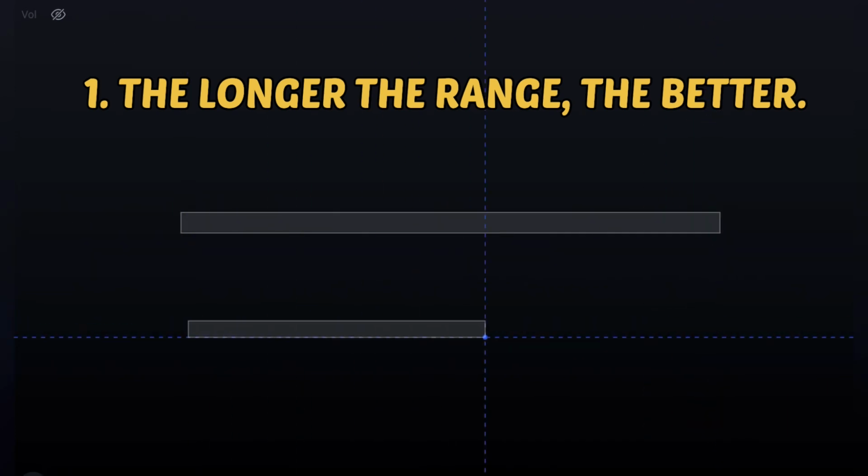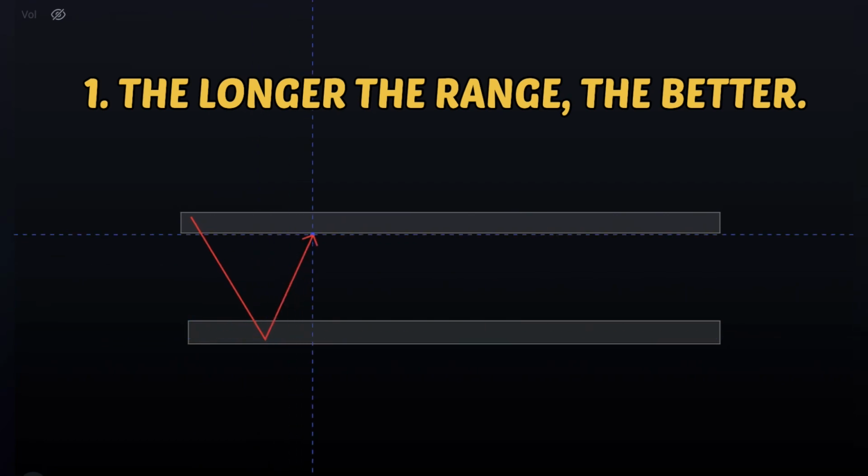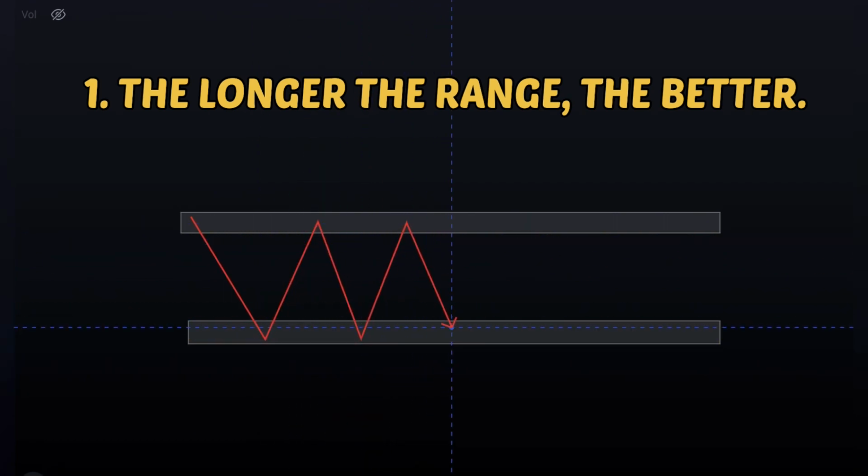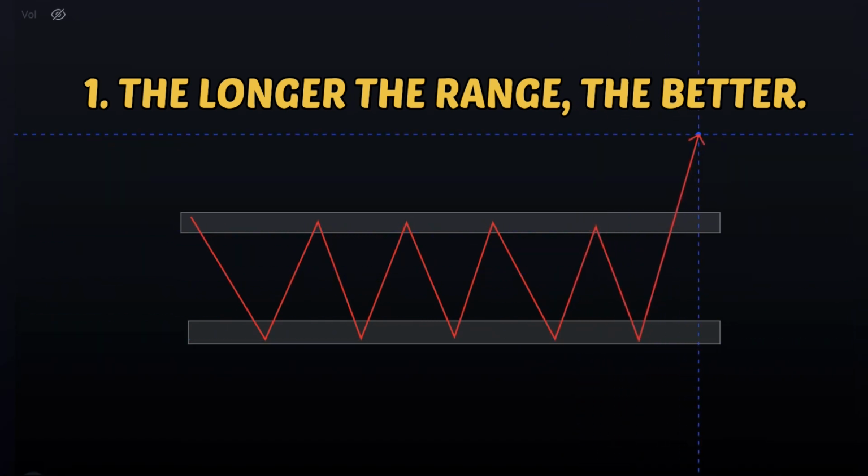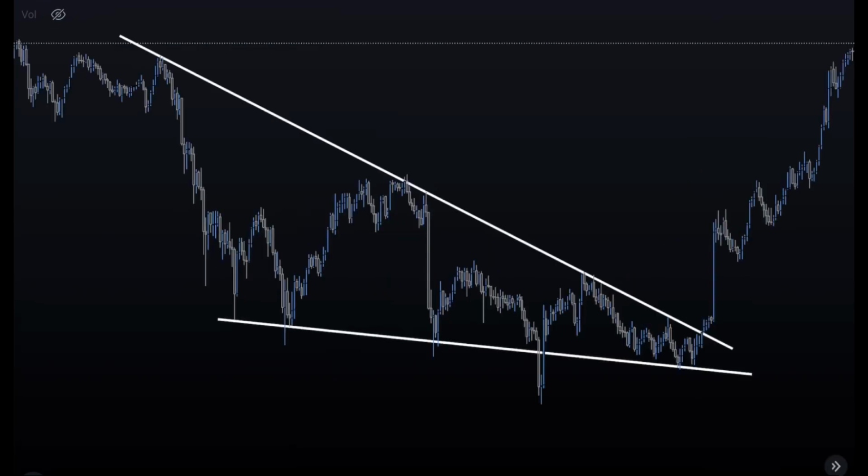We have to see the price consolidate or consistently bounce from a potential support and resistance area in order for it to accumulate a strong momentum for its breakout. Let's say in this example, we have here 1, 2, 3, 4, 5, and 6 bounces from the resistance area. And then we go to number 2.